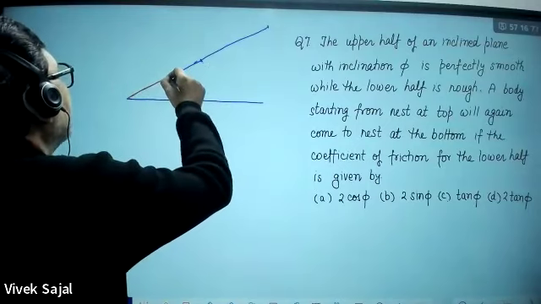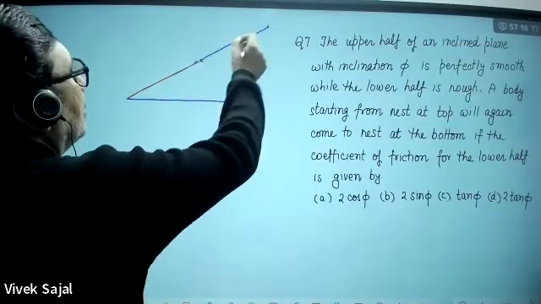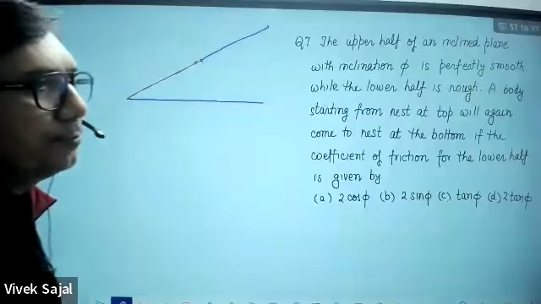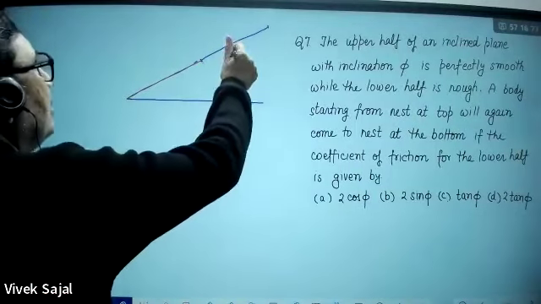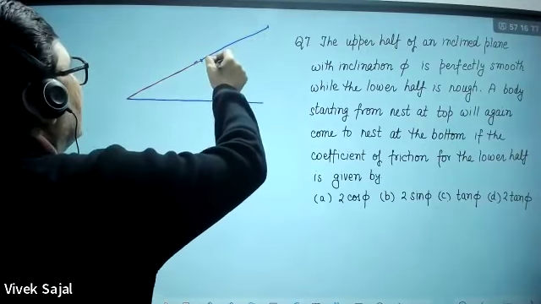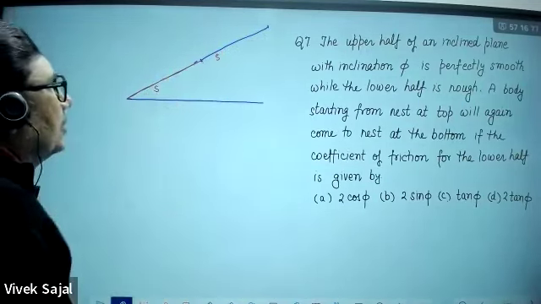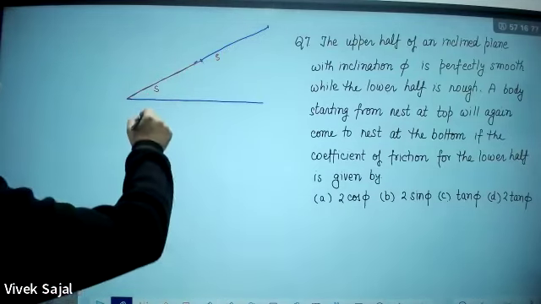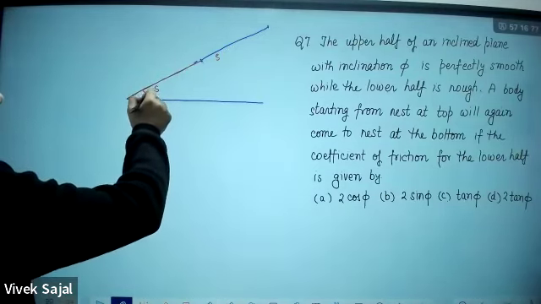This is the decelerating zone and the upper one is the accelerating zone. And these distances are also equal. If I say this is S, then this lower part is also S. Remember this. And the angle of inclination of the plane is phi.